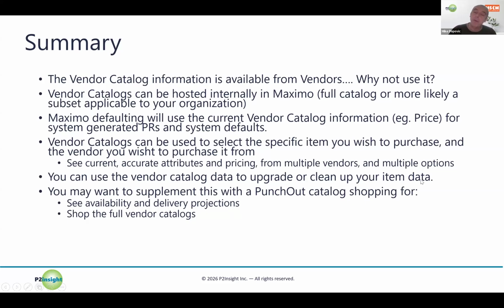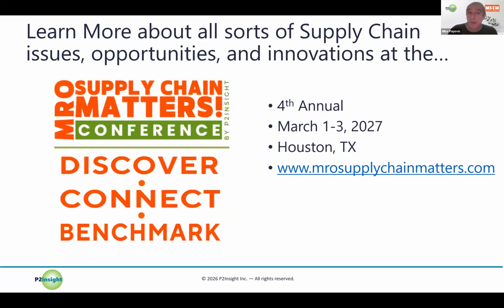So you have this information from the vendors, and you can now use it to do cleanup and cleansing of your item master information, so you have more accurate descriptions and so forth in your item master. And then you may want to supplement it with punch outs to get the availability and delivery projections. You might want to shop the full vendor catalog, but you have most of it in the catalog in Maximo itself.